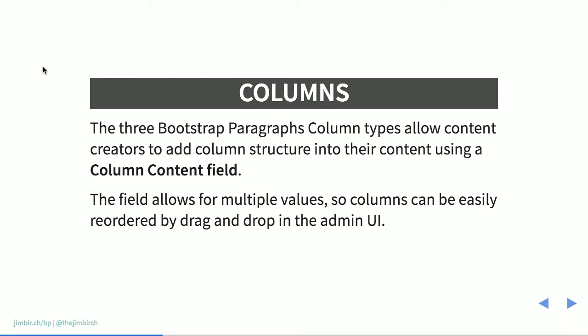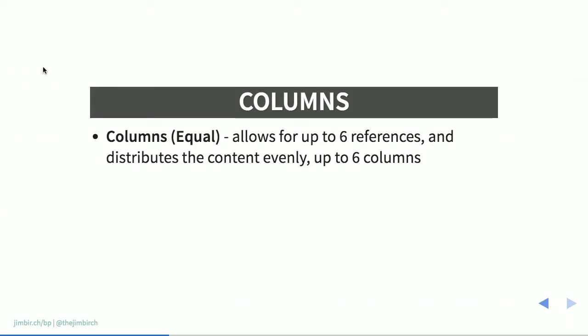Okay, so now into the layouts. The columns: there are 3 column type bundles that allow you to structure your content horizontally. The first one is equal. You can add up to 6 and it auto-generates the percentages that it needs to be. So you add 2, it's going to be 50-50. You add 3, it's going to be 33%. You add 6, it's going to be 6.